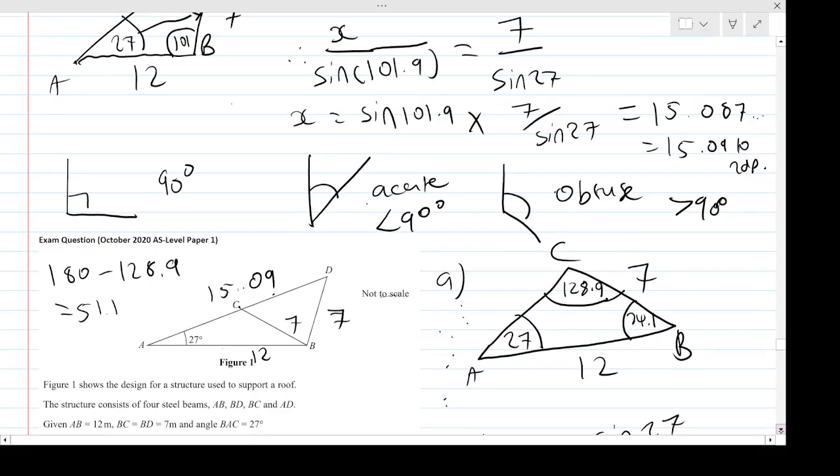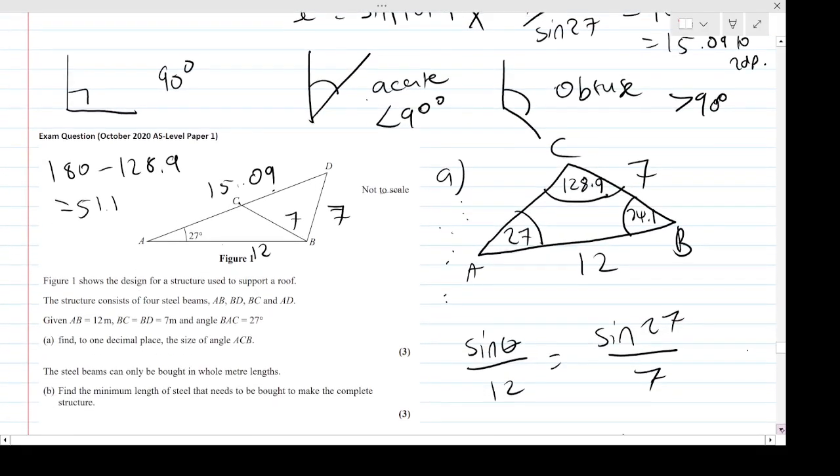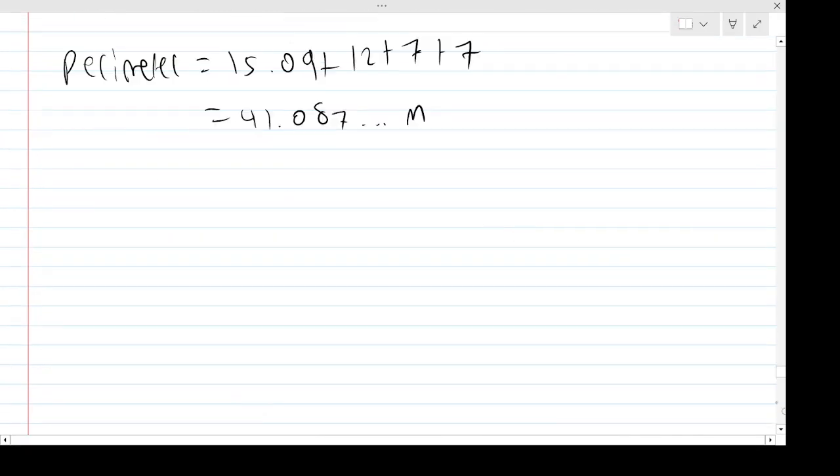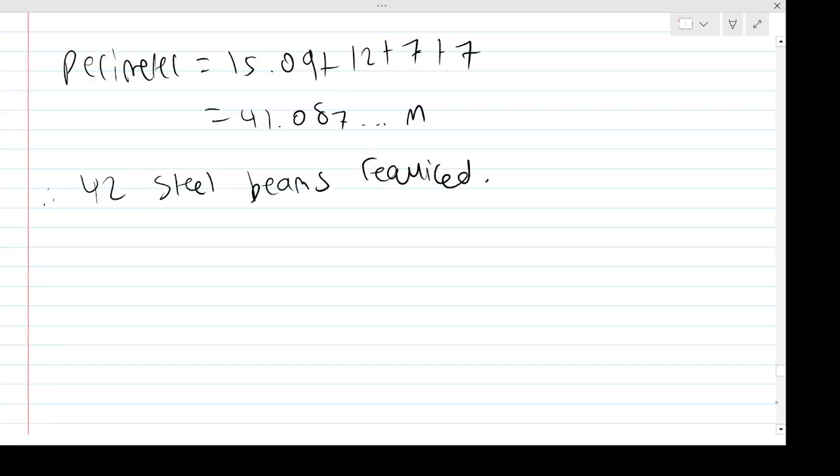So there we are. We're very, very nearly there. Quite a nasty question, this, isn't it? But it's talking about the steel beams can only be bought in whole meter lengths. So from the minimum length of steel needed to make the complete structure, we need to round it up, because it can only be whole numbers. So we need a bit more than 41, so it needs to be 42. Therefore, we need 42 steel beams required. And there's your answer.